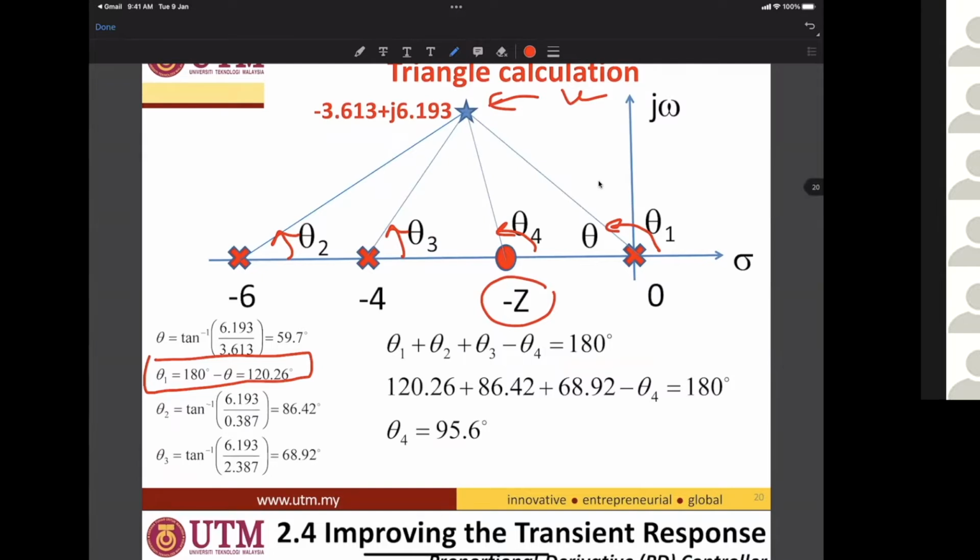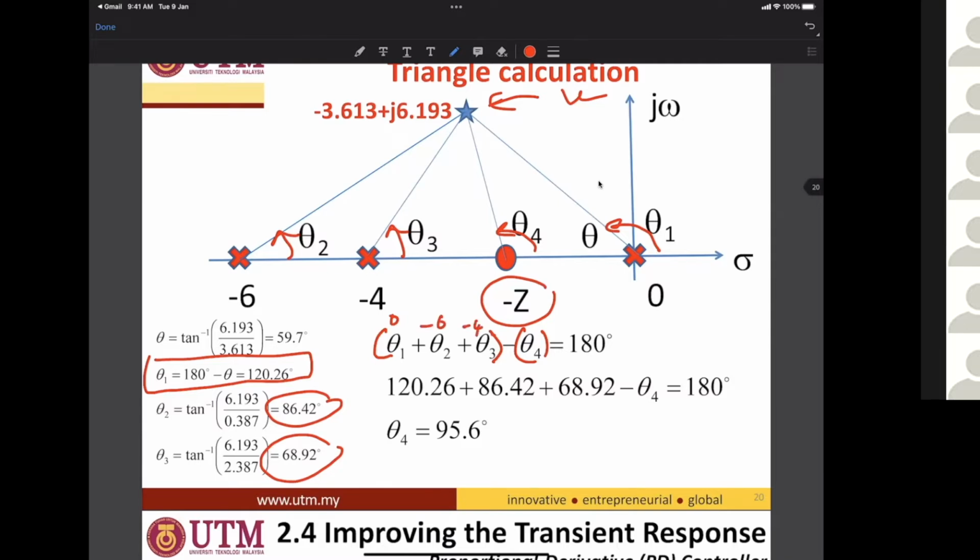Theta 2, ni dia. Theta 3, ni dia. Okay, guna inverse tangent. Kemudian gunakan formula angle criteria. Theta 1 plus theta 2 plus theta 3, total angle from the open loop poles. Okay, which is this one is 0, this one is -6, and this one is -4.